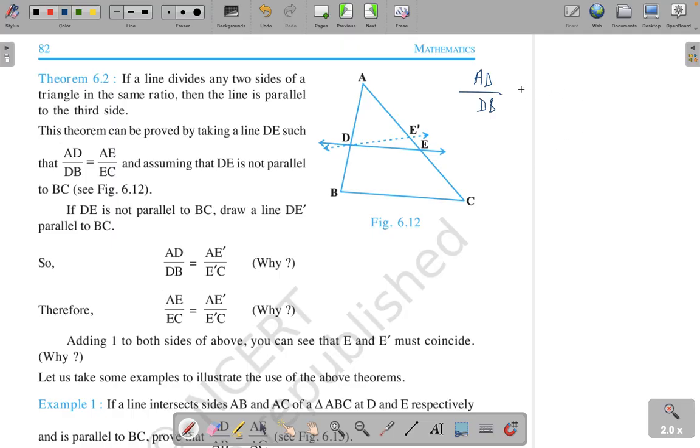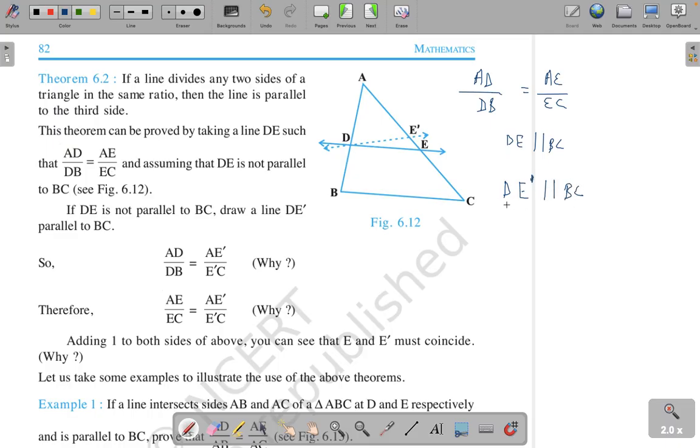So again, you will write the general terms. Given: AD upon DB is equal to AE upon EC. What you need to prove: DE is parallel to BC. To prove this, assume that DE is not parallel to BC. So there must be a line, say DE dash, which is parallel to BC. So assume DE dash is parallel to BC.